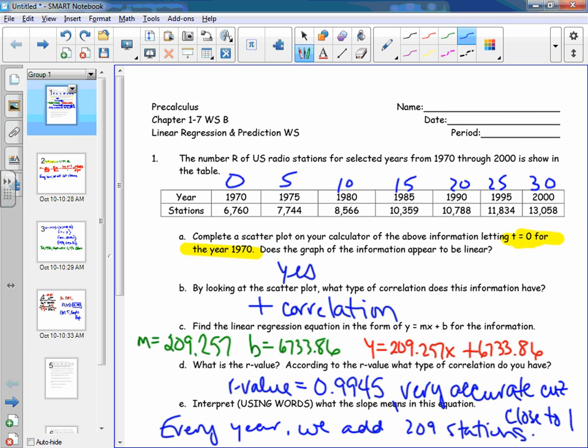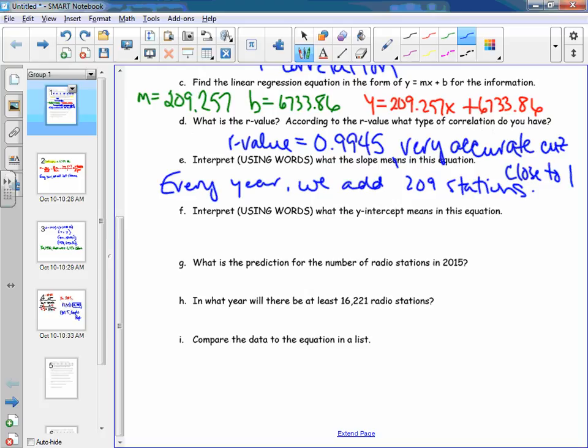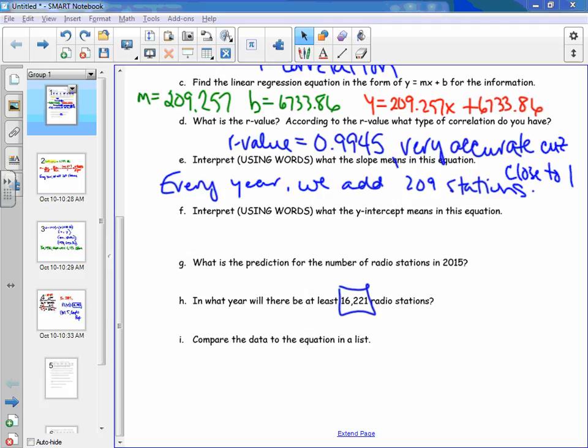Now, the next thing it wants you to do is, in what year will there be 16,221 stations? I cannot use your calculator page for that. Do we understand that? I have to use my graph page. So you're going to go back to your graphs page, and on your graphs page, you are going to be in your table.